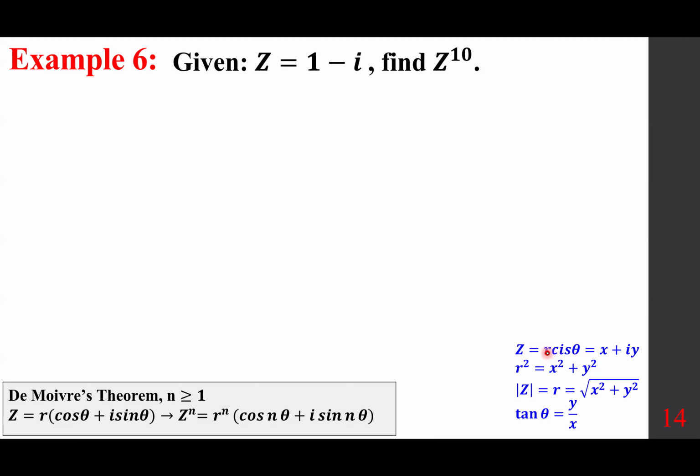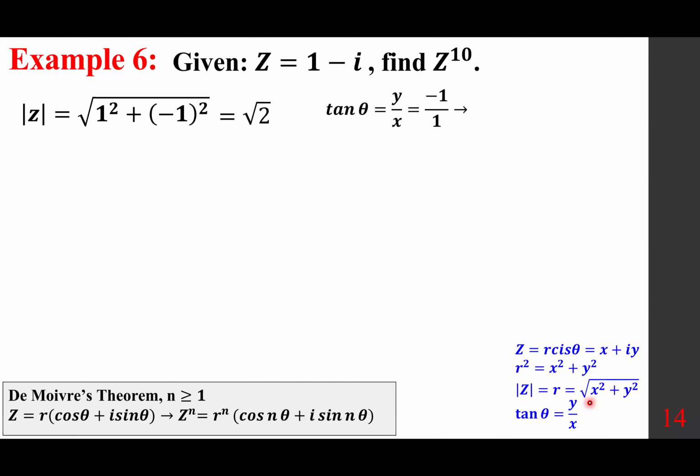I need the r, which is square root of x squared plus y squared. Please understand, x is 1, y is negative 1. So this is 1, this is 1, becomes 2, so it's square root of 2. Now I need to find theta: tan of theta is y over x, negative 1 over 1, or negative 1. So theta is minus pi over 4. Now you can keep it as negative, or if you want, add 2 pi, and it becomes 7 pi over 4. It's not a big deal.